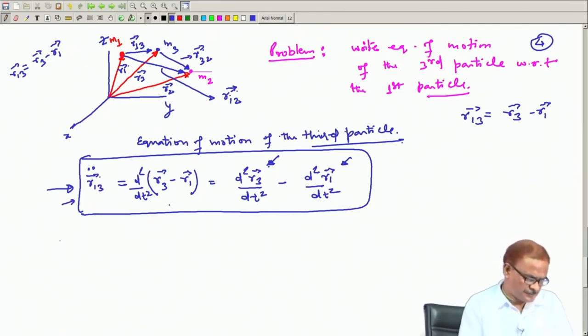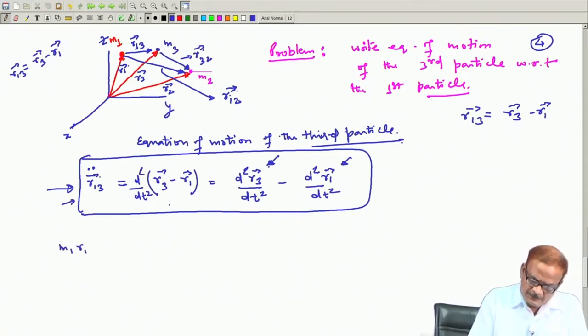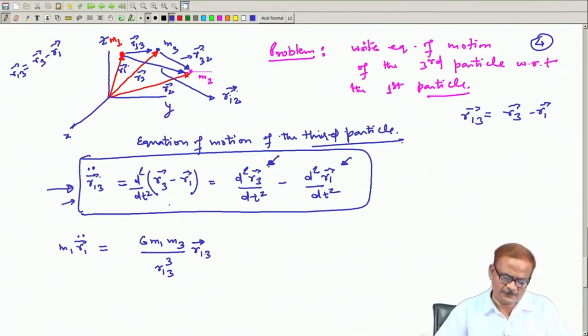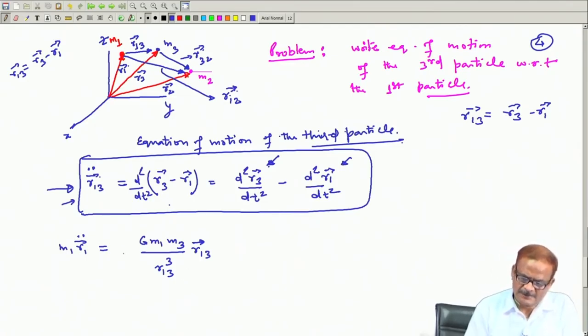Now, we write the Newton's equation. So, we have m 1 r 1 double dot, this is the equation of motion for the first particle. This is being acted on by the other particles, G m 1 m 3 divided by r 1 3 whole cube, times r 1 3, because we are writing in vector notation. And remember, here the sign is plus, not minus, because this force is acting along this direction, not in the opposite direction.